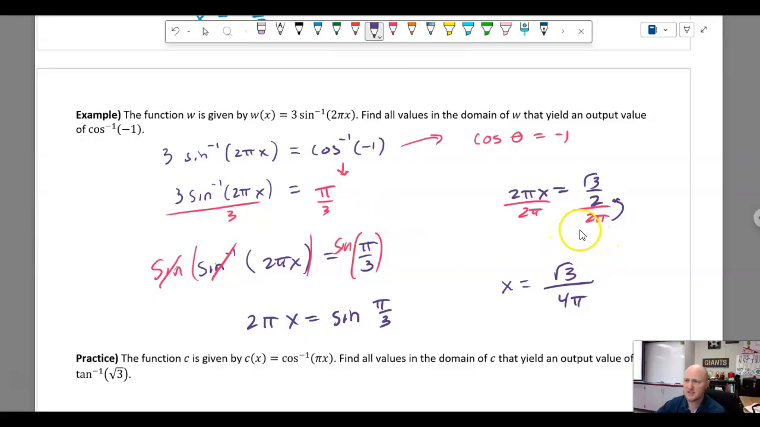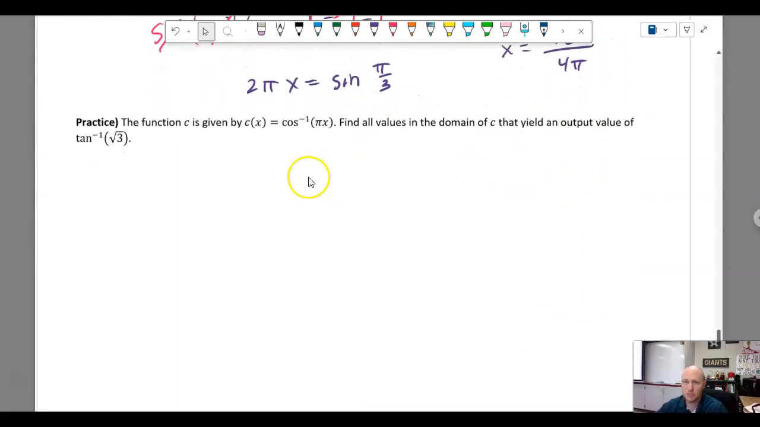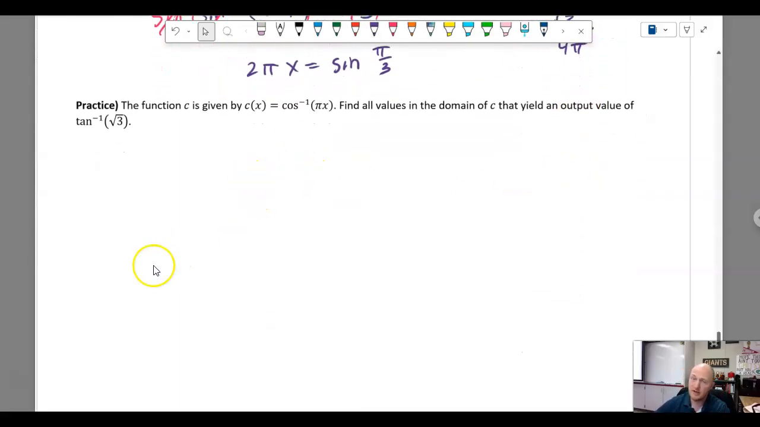Not too bad. The biggest hiccup on this problem was evaluating cosine inverse of -1. All right, here is a practice problem. Please pause me, try this one, and then we'll go ahead and talk through the answer.